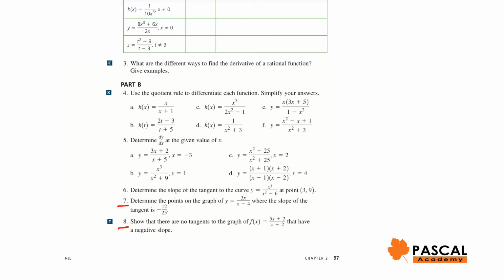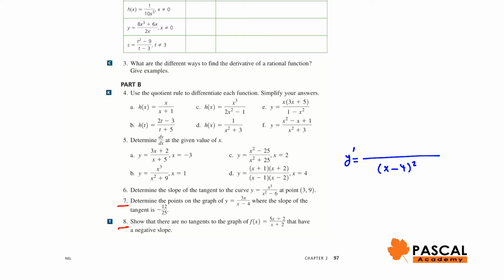Determine the points on the graph of y equals 3x over x minus 4 where the slope is negative 12 over 25. First, we have to find the derivative of the given function. We use quotient rule. Derivative of numerator times denominator itself minus derivative of denominator times numerator itself, divided by denominator to the power of 2.